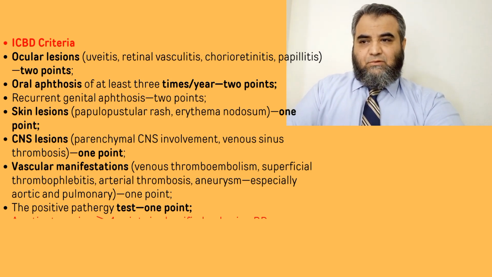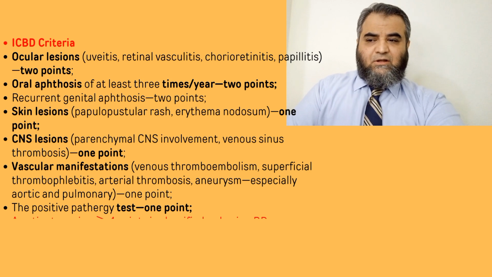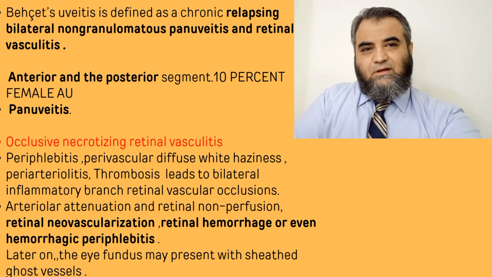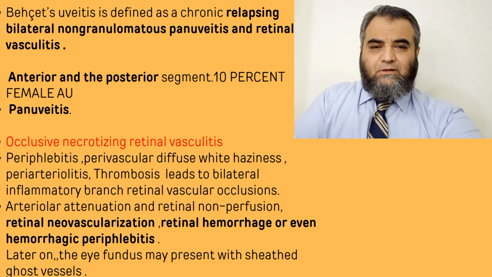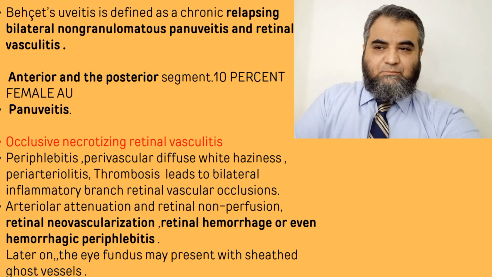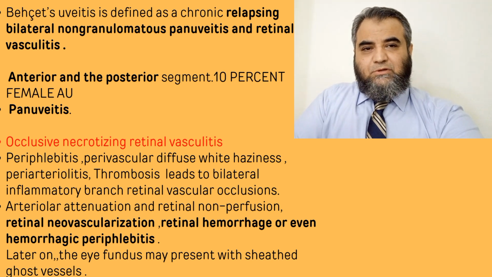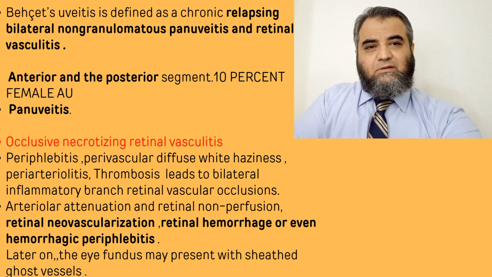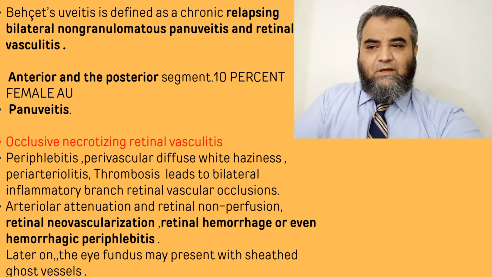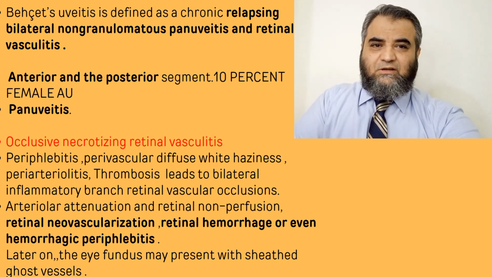Yes, there is also another way of classification, the BOS 24. So there are different ways to classify, grade, and score the disease. As I mentioned, in the eye it is defined as a chronic, relapsing, bilateral, non-granulomatous panuveitis and retinal vasculitis. If you see a patient having acute anterior uveitis, they usually make up not more than 10% of the total patients suffering from this. So basically it is an occlusive necrotizing retinal vasculitis. The blood vessels start getting closed up.